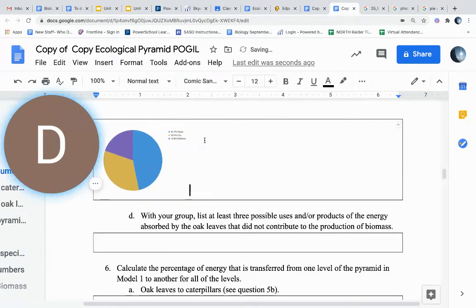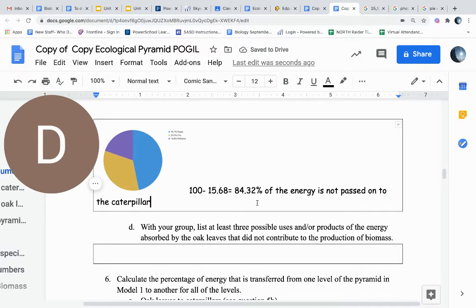So a pie chart represents 100% of a quantity. So it'll be 100% minus, and the percent icon. All right, so it's going to be 100 minus that 15.68, which is going to give us a value of 84.32%. And I'm being very, very precise here. You don't have to be exactly that precise to that many decimals. 84% of the energy is not passed on to the caterpillar from the oak leaves.